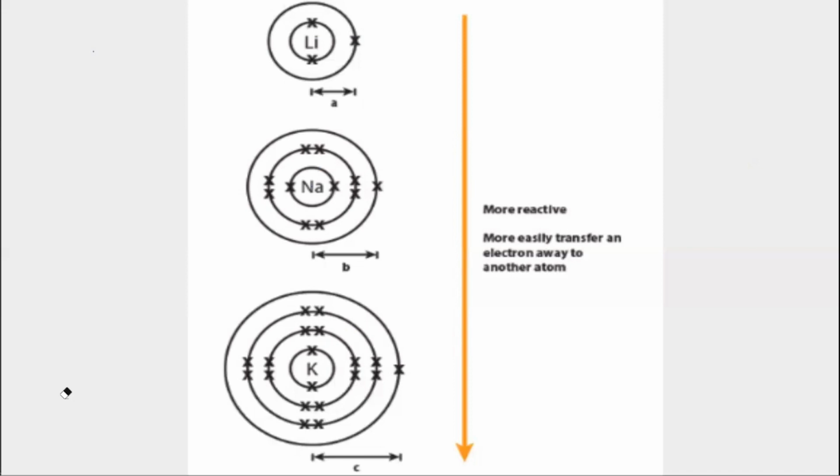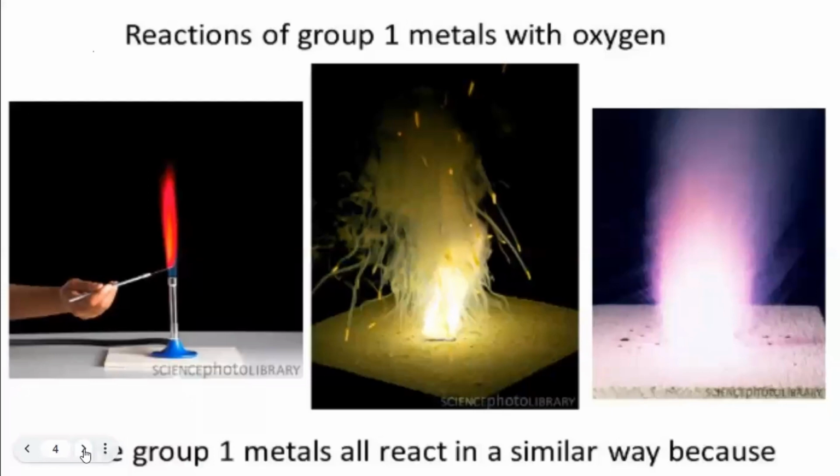This is the reason that in laboratories we keep group number 1 elements under paraffin oil, so that they may not come in contact with air or water or anything. Otherwise, they will explode. Now you can see how they are going to react.